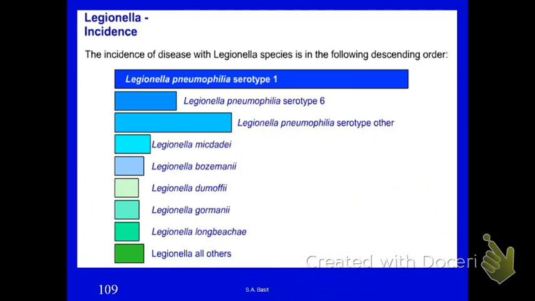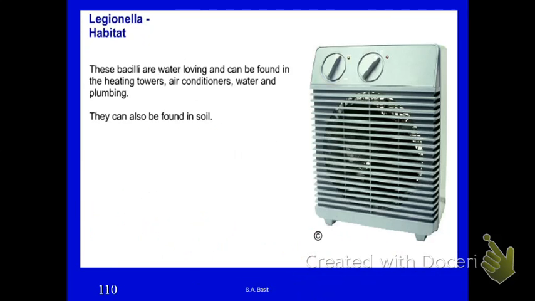Okay. So, the incidence of disease with Legionella, the most common would be the serotype 1. Okay? So, there would be other species such as the Bozemanii, Dumoffii, Longbeachae. Okay? But the most common, so there's another tricycle passing over. Okay, forgive me for that. But at any rate, the most common would be the Legionella pneumophila serotype 1. So, the bacilli are water-loving and can be found in heating towers, air conditioners, water, and plumbing.